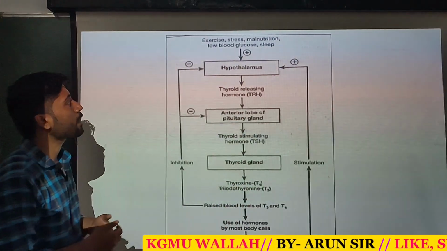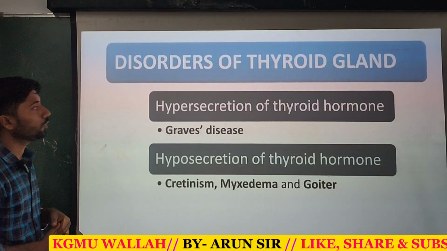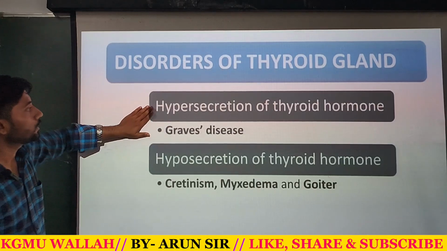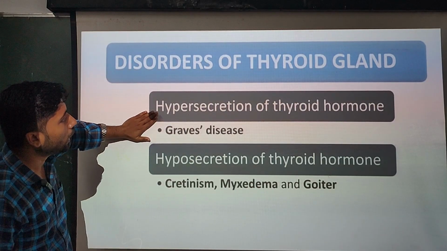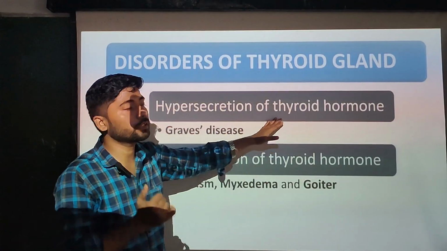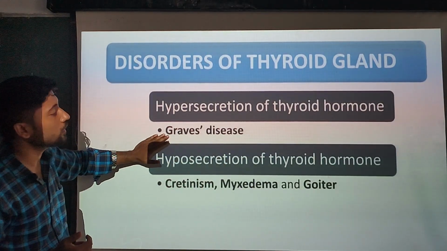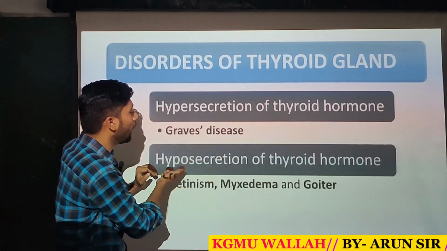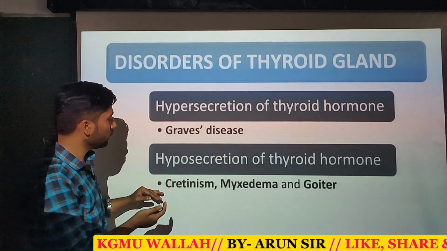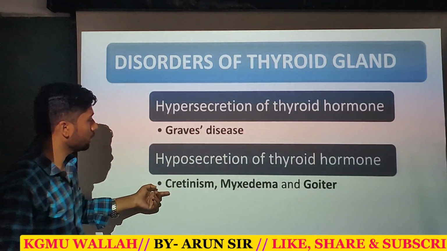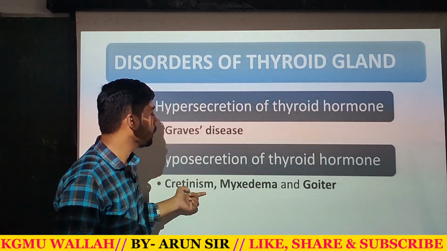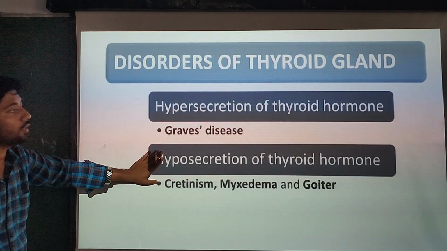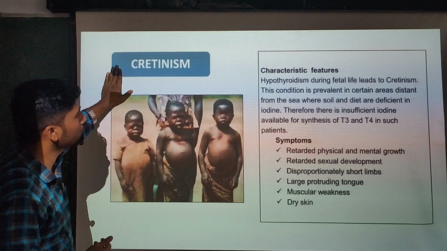Clear? Next, now we will discuss the disorders of the thyroid gland. If there is hypersecretion of the thyroid gland, then you will see one disease, that is Graves' disease. And if there is low secretion of thyroid hormone, that is hyposecretion of thyroid hormone, then you can see three diseases: cretinism, myxedema and goiter. So let us discuss each disease in detail.